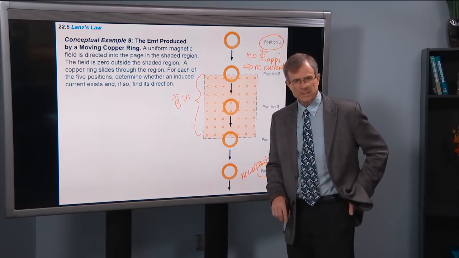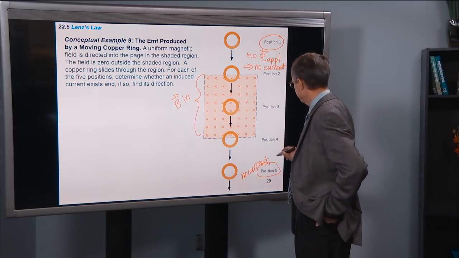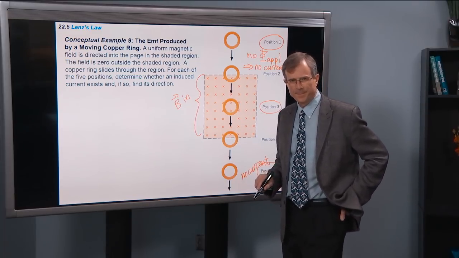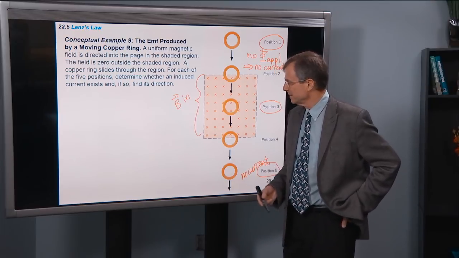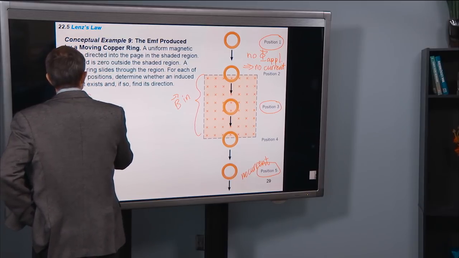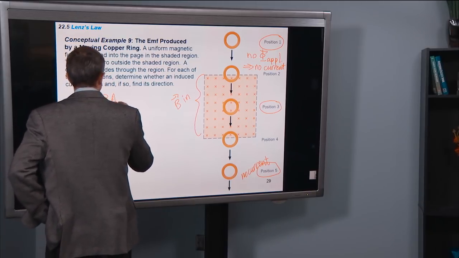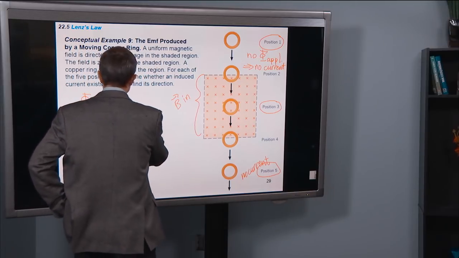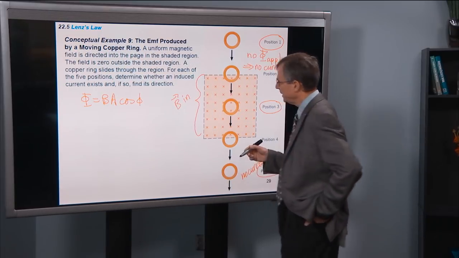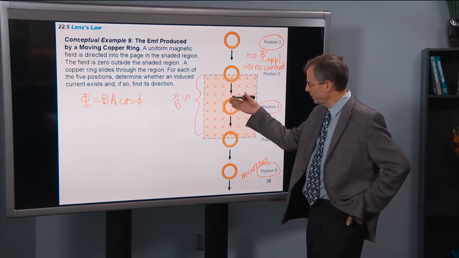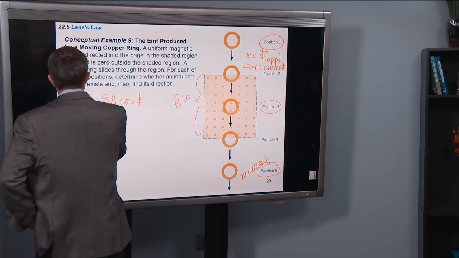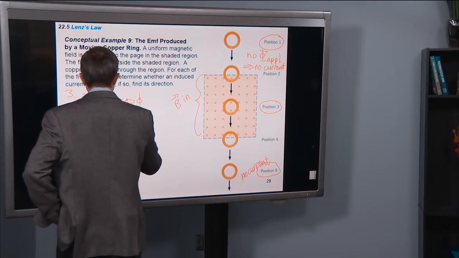There's a third position that's easy, and that's position 3. Is there a magnetic flux through this ring? And you say, well, yeah, there is. At position 3, the magnetic flux is going to be BA cosine of phi, but phi is the angle between the normal to this ring, the perpendicular to the ring, and the magnetic field, which would be zero. So in position three, we do have a magnetic flux.